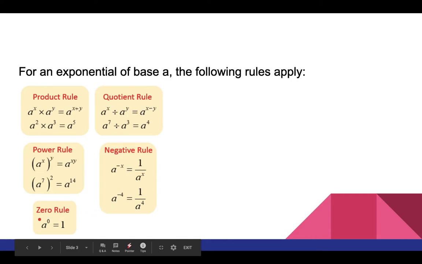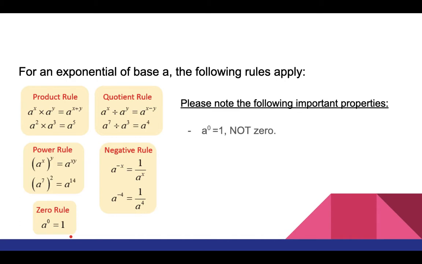Lastly, with the zeroth rule, people tend to think a to the zeroth power is always equal to 0. It is always equal to 1, okay? So please note the following properties. A to the 0 equals 1, not 0. A to the first power equals a, not 1. Please take note of this if this is something that's tripped you up in the past.